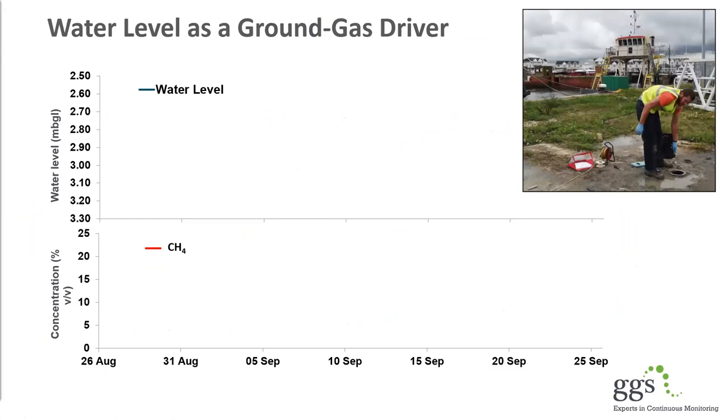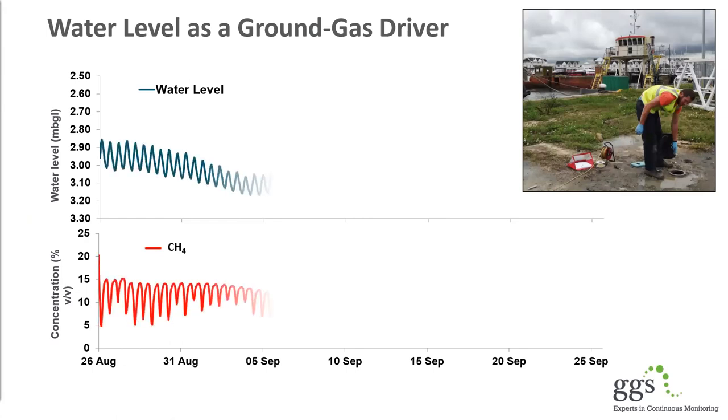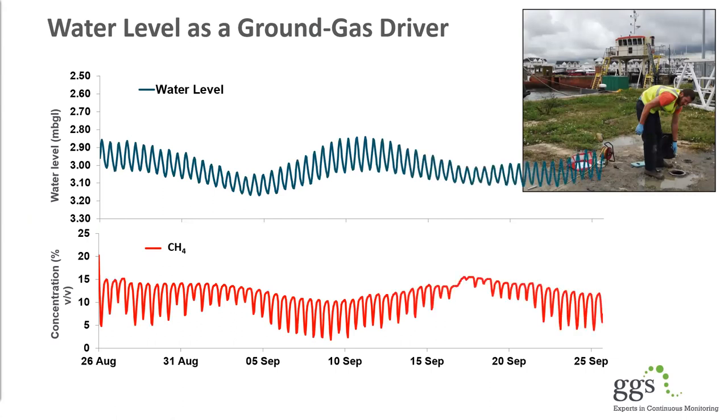Let's take another example here. If you look at the photograph, we have obviously some boats in the background. We're actually at some docks, doing some monitoring in some silts, dock silts, for a new development that's going on there. And we're in a tidally influenced location, so a conceptual model would expect to see tidal influence of ground gas data. So how do we collect that evidence? Well, we could go out and do periodic monitoring, but let's overlay the continuous data with water level.